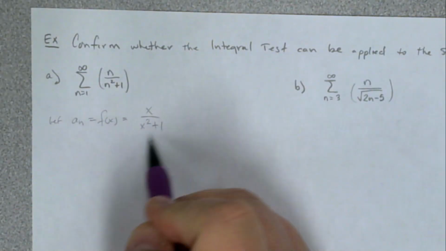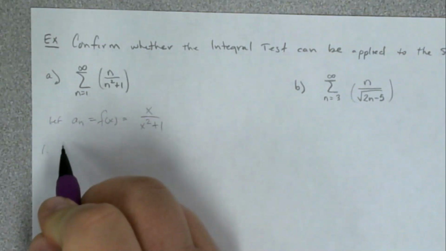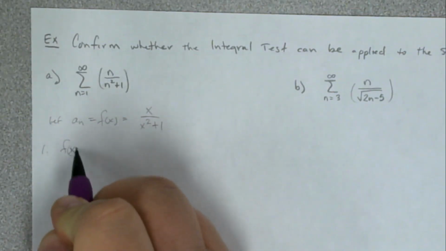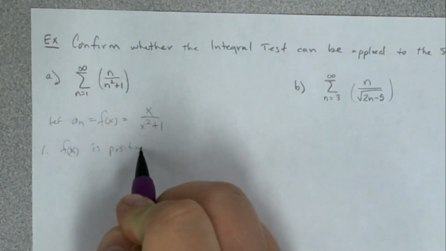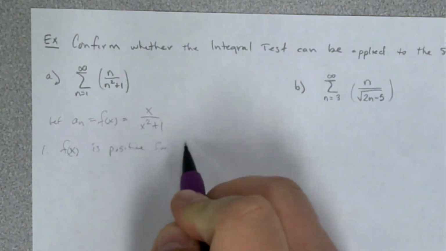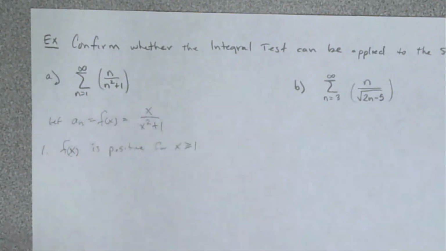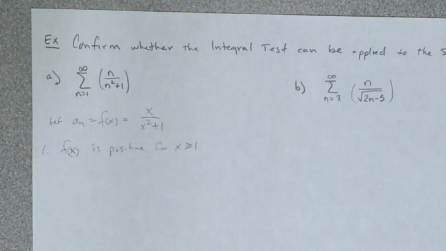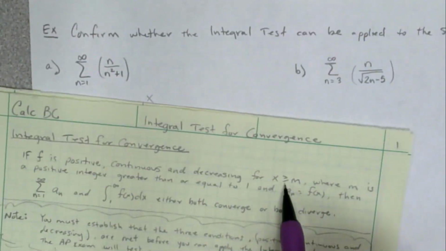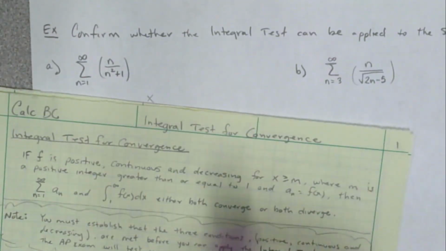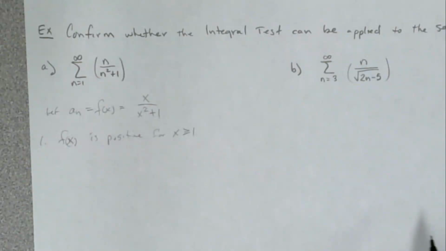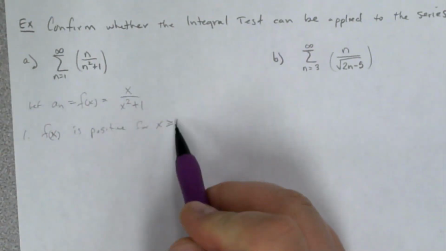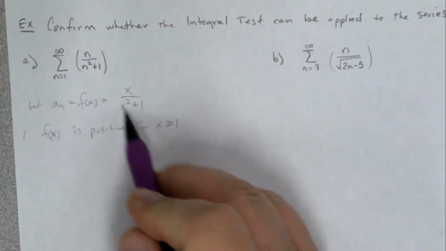So if this is my function f, the first condition: is it positive? f of x is positive for x greater than or equal to 1. Remember this number m, where x is greater than or equal to m, where m is a positive integer greater than or equal to 1, so 1 is the lowest we can go here. Take a look, any number bigger than or equal to 1, this will be positive, and so we're good to go.